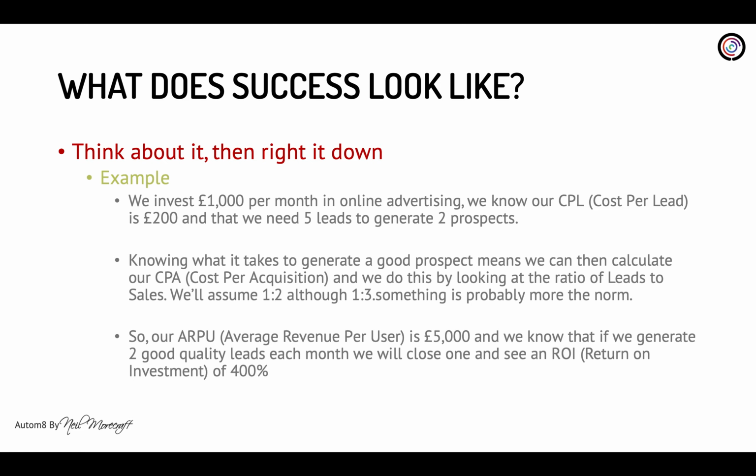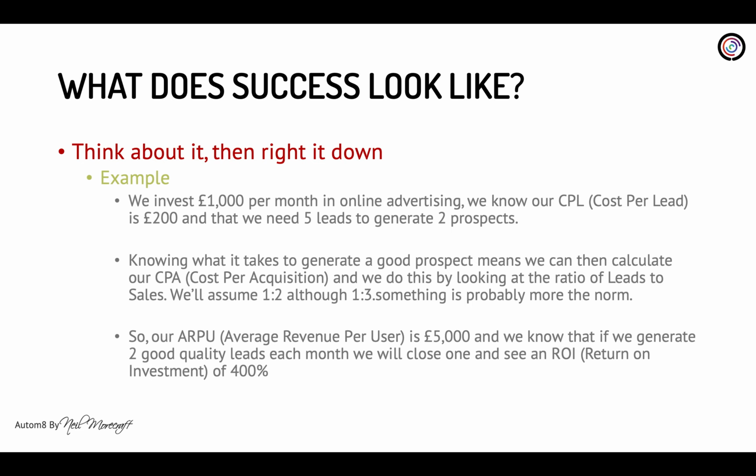So, if we invest £1,000 a month in online advertising, and we know that our cost per lead is, for example, 200 quid, we don't know that yet, but we will do after we've done some advertising, and that we need, let's say, 5 leads to generate 2 prospects, we know then what it takes to generate a good prospect, and we can calculate the cost per acquisition. Now, the cost per acquisition is the lead to sale ratio. How many leads do you get or do you need before you actually sell something? And for this example, I'm going to assume that 1 in 2, although ultimately 1 in 3 point something is probably more the norm.